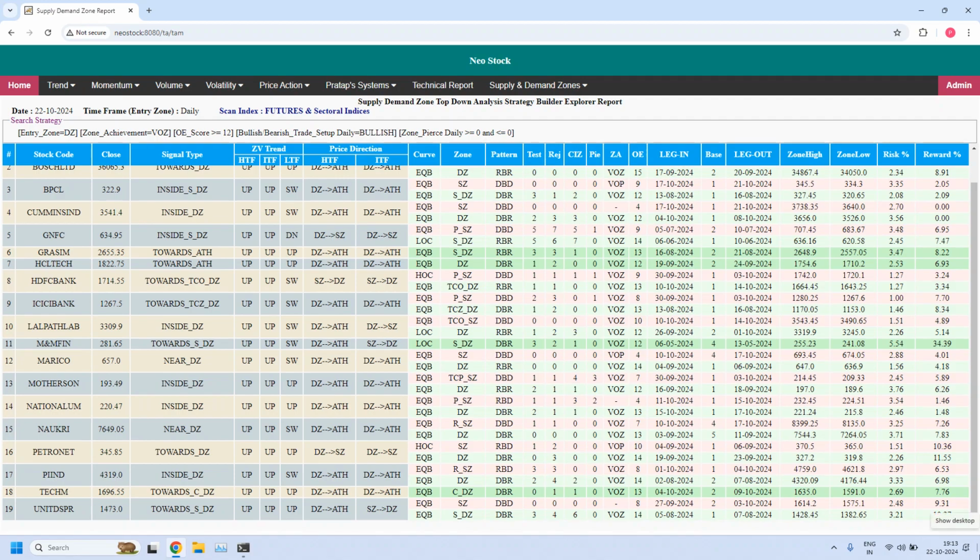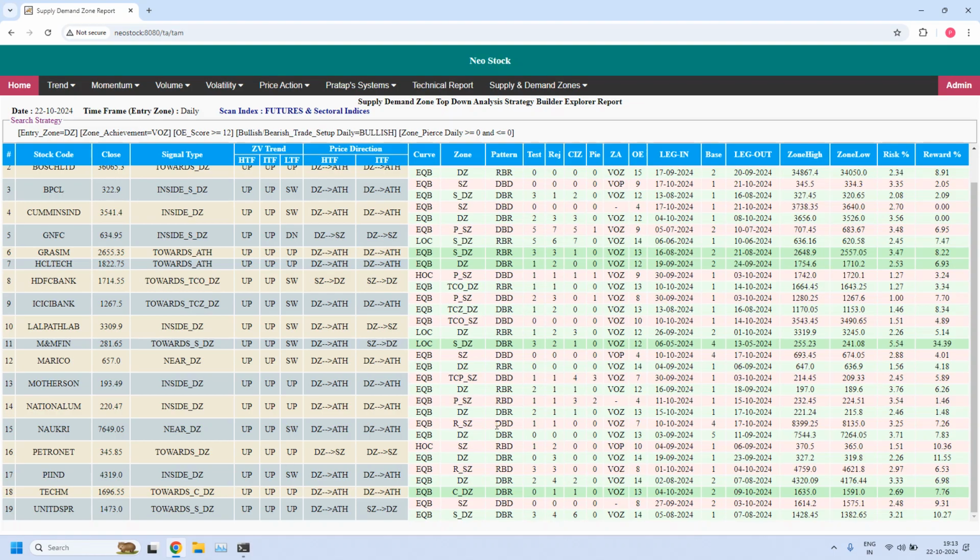So total 19 stocks are currently supporting bullish trade setup for monthly income trade, that is entry time frame daily. These are all daily demand and supply zones. But in bullish trade setup, you should plan your trade in the demand zones, not supply zones.